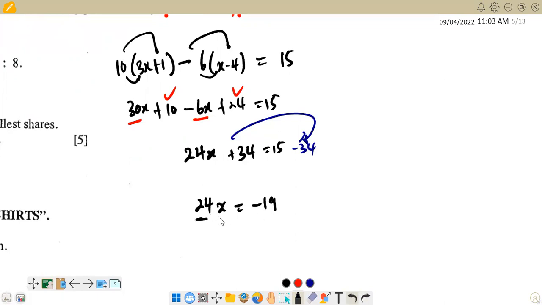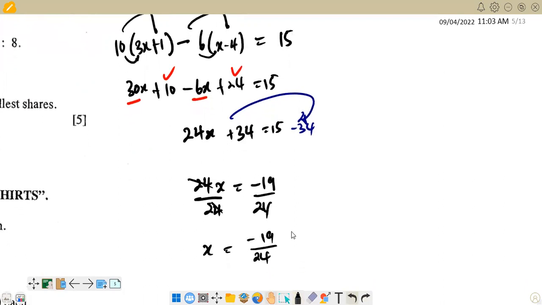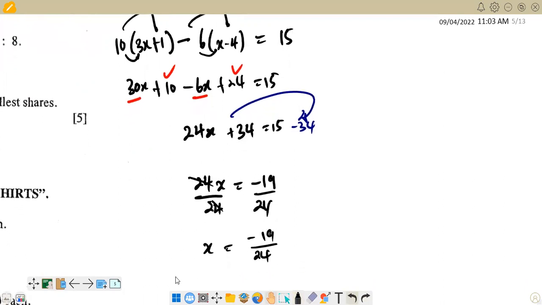Okay, since I need x, what am I going to do? Divide by 24 on both sides. So that means our x is going to be negative 19 over 24. So that's what you're going to have for the value of x, which is negative 19 over 24. As you can see here, you can't simplify further. You can't reduce these values. You just have to leave your answer like that. Okay, so that is what we had from this part.